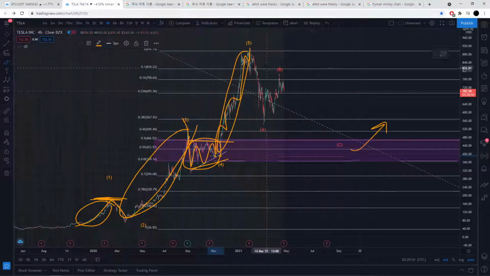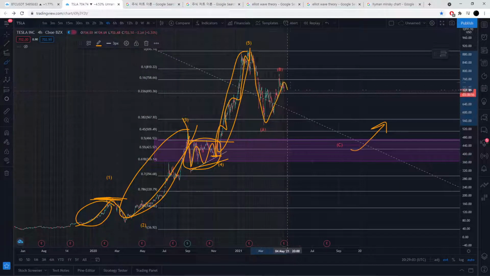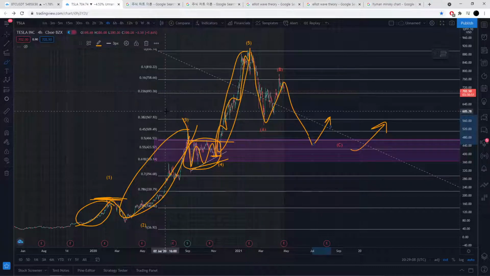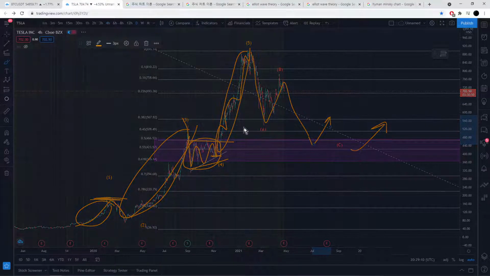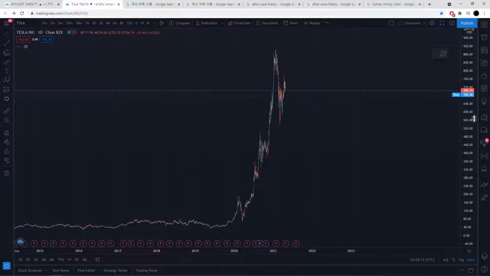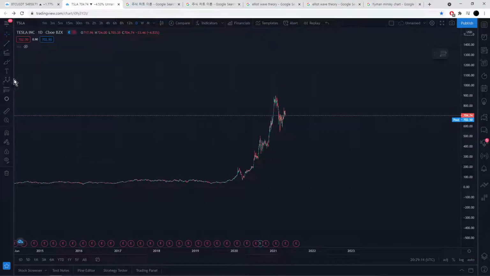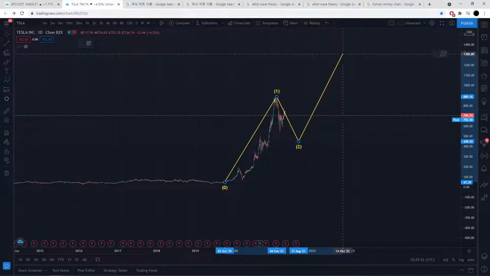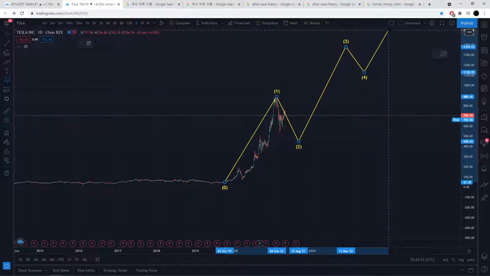So what happens after an impulse? There is a correction. Okay, so after the correction, again, it will pump. After the correction, it will look like this. Now this will be the finish of the first impulse. After the correction, this will be the second wave, third wave, fourth wave, and so on.